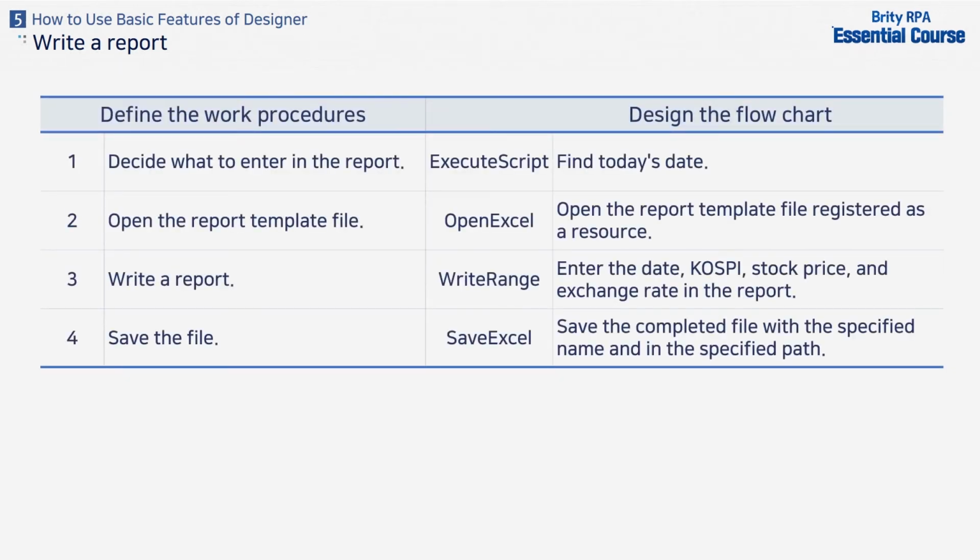In summary, the definition of the work procedure for writing a report and the flowchart design are as follows. The work procedure is to decide what to enter in the report. Open the report file, write it, and save it. Here, you can use the Execute script, open Excel, write range, and save Excel activities.